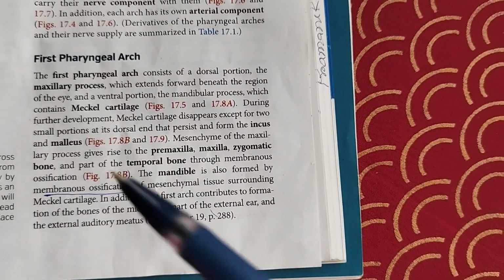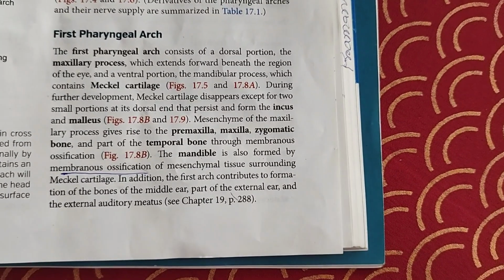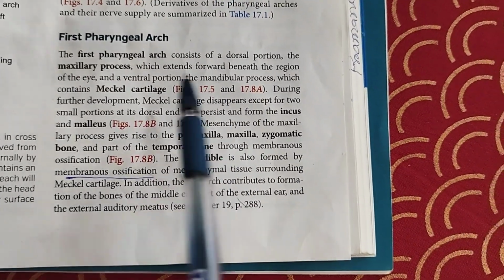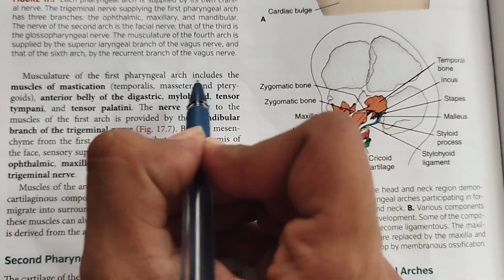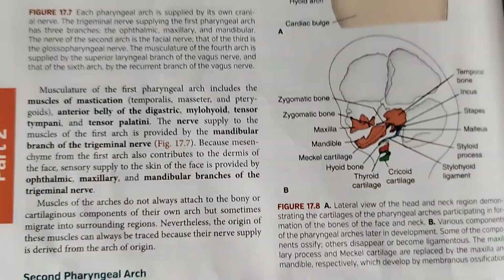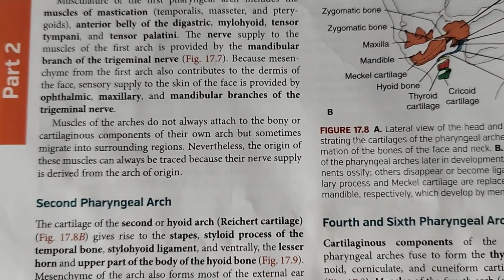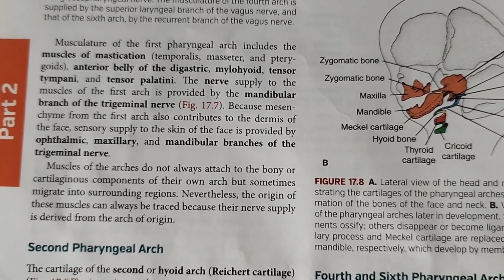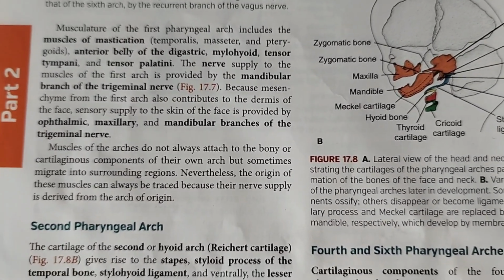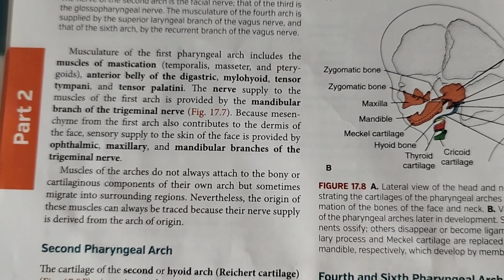Now the mesenchymal tissue that is present in the pharyngeal arches has two components. One is neural crest, another is the mesodermal component. Neural crest is giving rise to these bones. The mesodermal component will form muscles. The musculature of the first pharyngeal arch includes muscles of mastication. From which germ layer are these developing? It is mesodermal in origin. Why mesodermal? Because muscles that are developing from the pharyngeal arches develop from the mesodermal component.